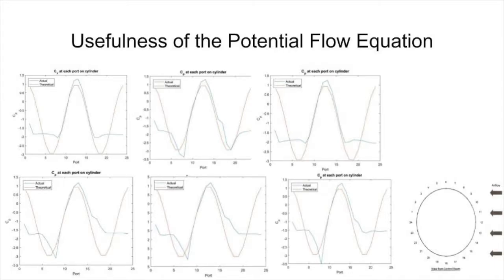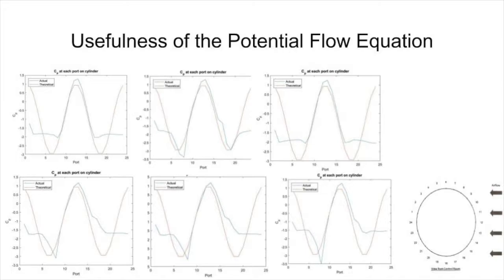If you look at the 6 figures, we have the port numbers on the x-axis and the coefficient of pressure on the y-axis. On each figure are 2 curves. One curve represents the experimental data, and the other curve is the theoretical potential flow equation, 1 minus 4 sine squared theta. It's clear on each and every one of the 6 figures that between ports 6 and 18, there is very close similarity between the theoretical and experimental data.